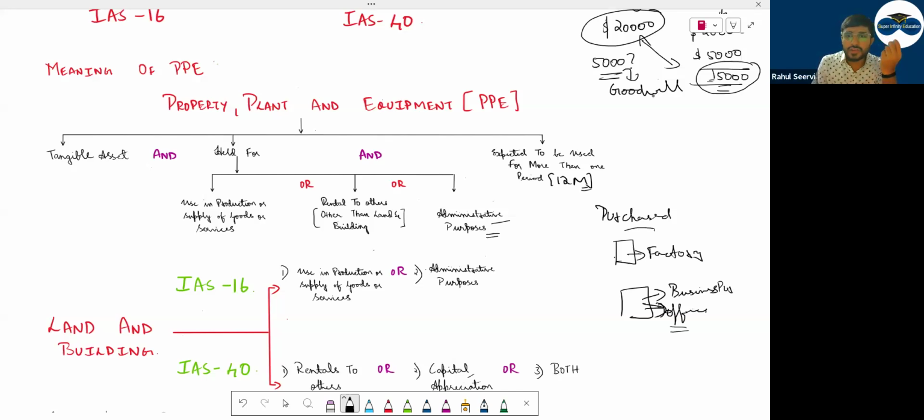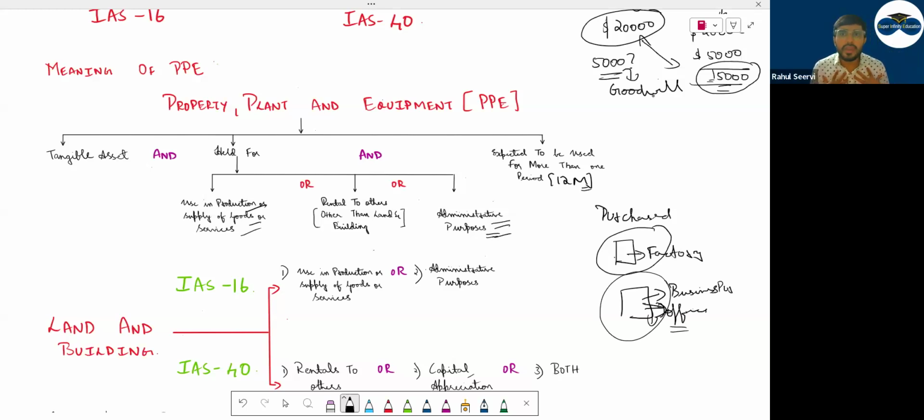See, once you manufacture goods, can I say there should be other teams also who will be managing the accounts, who will be managing the marketing part, who will be managing the sales part, who will be managing the design part, etc. All these staff or employees will be working in this building. So this will also be known as PPE. Your factory, your office building, these all are PPE. I hope this is clear. Used in production or supply of goods or services and administrative purpose.